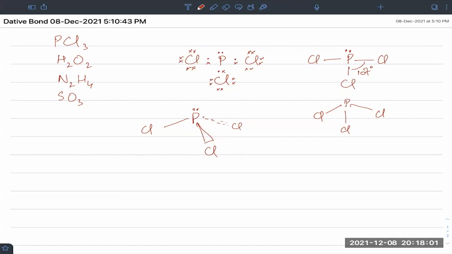Let's move on to H2O2. Now, again, H needs 1, oxygen needs 2. So oxygen goes in the center, but which oxygen? Turns out both of them are going to go in the center. So we'll draw oxygen here and another oxygen here and hydrogen here and another hydrogen here. So it's a pretty simple structure. So oxygen needs to share 2 electrons. So 1 here, and 1 with this hydrogen, 1 with the other hydrogen.